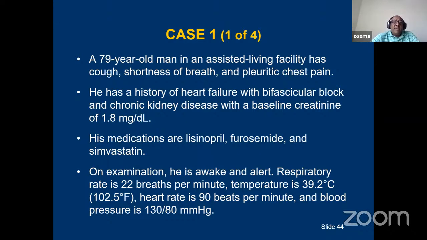We have a 79-year-old man in an assisted living facility who has a cough, shortness of breath, and pleuritic chest pain. He has a history of heart failure with bifascicular block and chronic kidney disease with baseline creatinine of 1.8. His medications are lisinopril, furosemide, and simvastatin. On examination, he is awake and alert. Respiratory rate is 22 breaths per minute. Temperature 39.2.